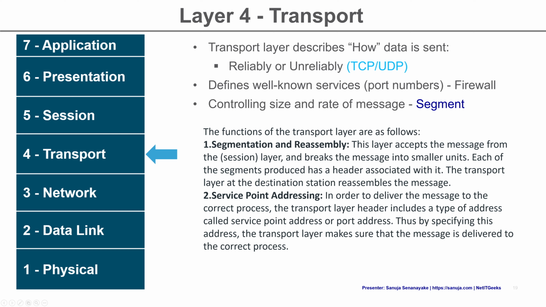Service point addressing also happens at the transport layer. In order to deliver these messages to the correct process, the transport layer header includes a type of address called the service point address or port address. By specifying this address, the transport layer makes sure that the message is delivered to the correct process. So both the port number and the service point addressing make sure that the delivery is done to the correct process.